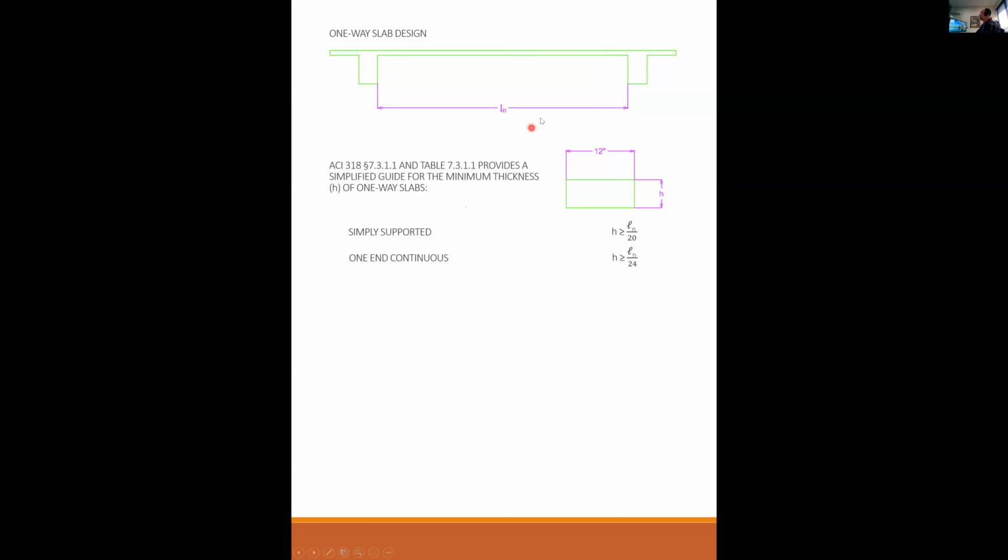If one end is continuous, see what I've got drawn here, both ends are continuous. But if only one end was continuous and the other end was on a roller or simply supported, then your minimum height is Ln over 24. If both ends are continuous as drawn, then Ln over 28. If you have a cantilever, picture a balcony where the concrete slab cantilevers off the building, that's pretty tough. So you have to make sure you have Ln over 10 in that case.